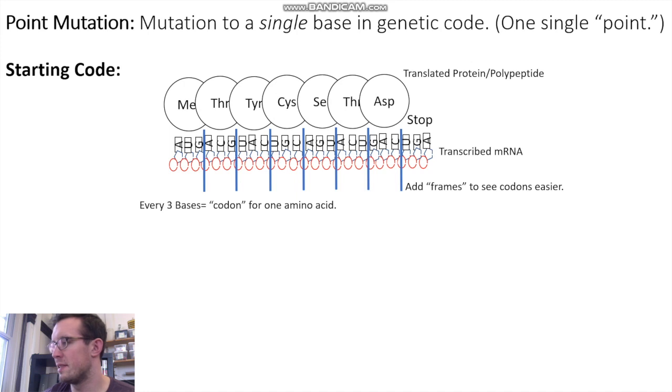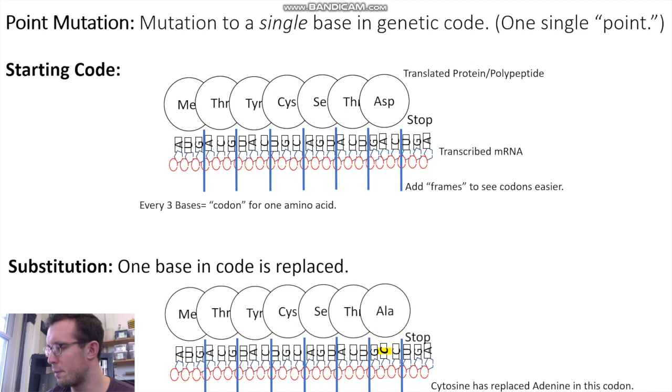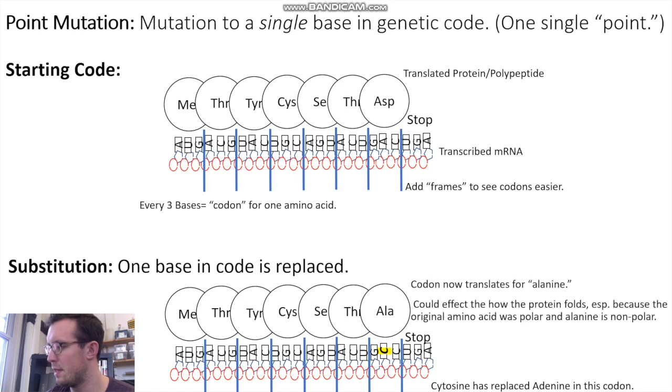But let's say that this strand of mRNA undergoes a mutation. Let's say it undergoes a substitution, which occurs when a single base in the RNA strand is replaced. So in this substitution, a cytosine has replaced an adenine. Well, as a result of this substitution, the protein that gets translated from the RNA strand will be slightly different.